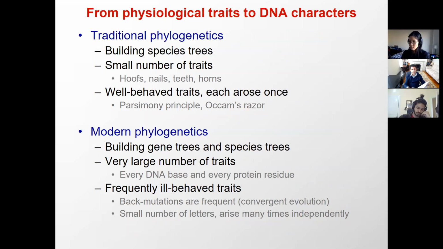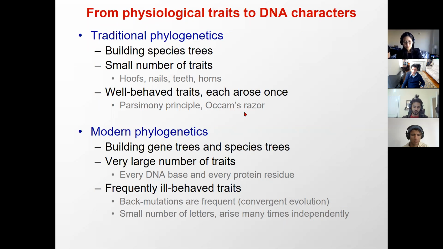So basically traditional phylogenetics was all about building species trees only. And it had a small number of traits like hoofs and nails and teeth and horns. And these were well behaved, with the easy assumption to make that was true most of the time, where each of these traits only arose once. And this principle of parsimony was very usually used, that assumes Occam's razor, namely that I will assume the fewest number of events in my phylogeny. And if there are more events, I will reject it for an alternative explanation that has fewer events.